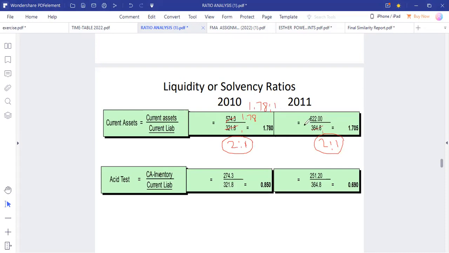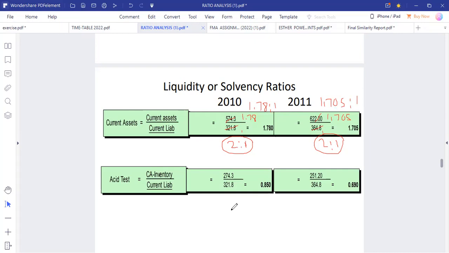Here, this is 1.705, so this is 1.705 to 1. I'm saying the acceptable market rate is that for every 2 assets, there should be 1 liability. Despite them being lower than the market rate, it was higher in 2010, but all of them at least had more assets than liabilities. Okay?